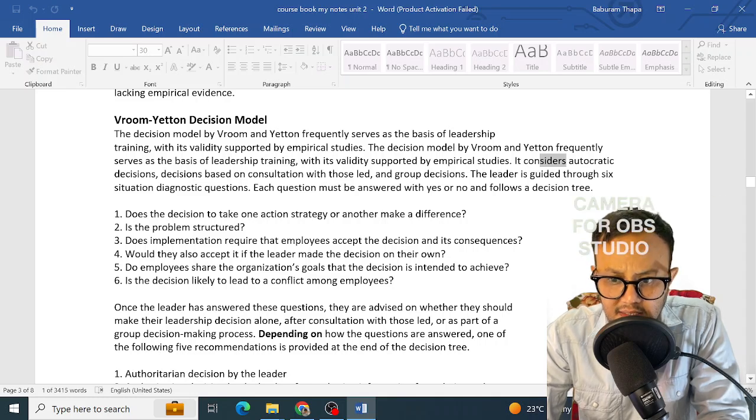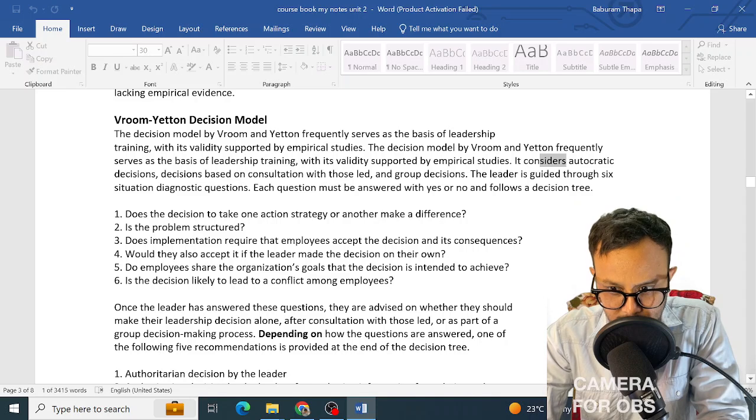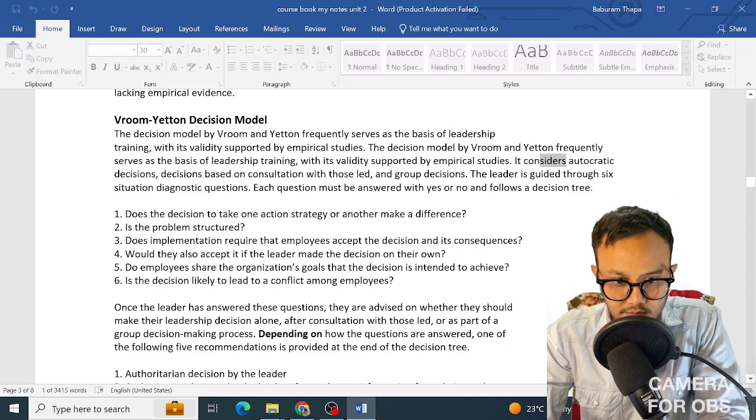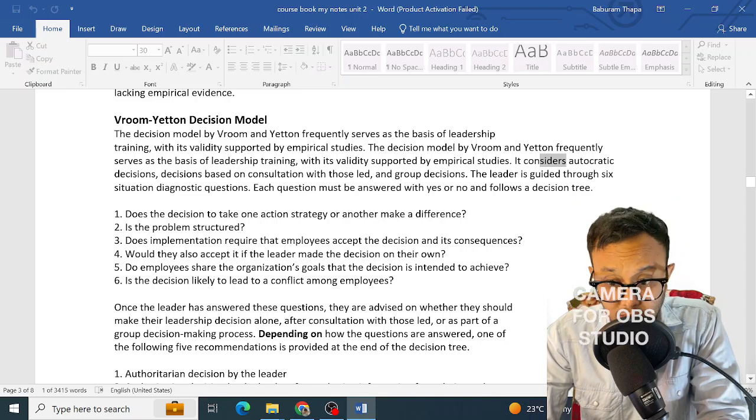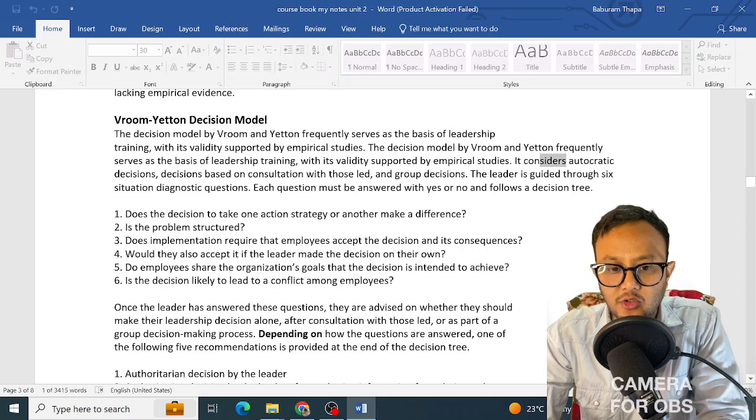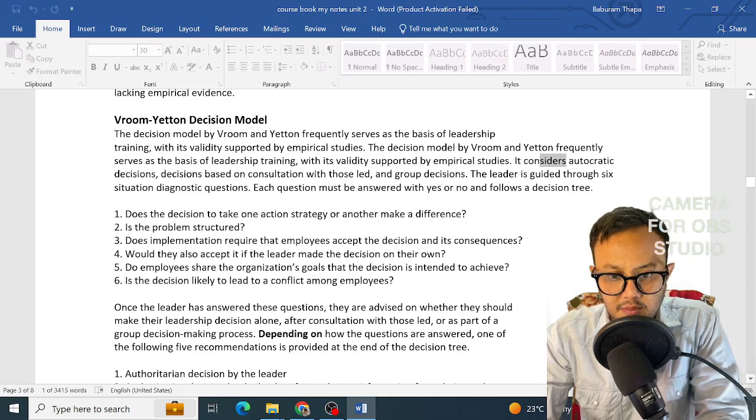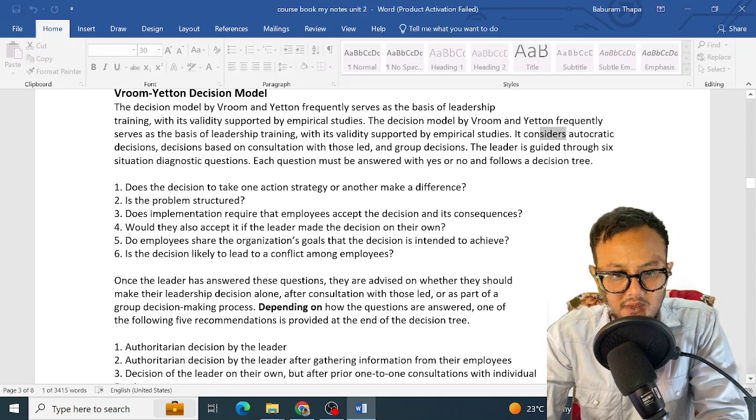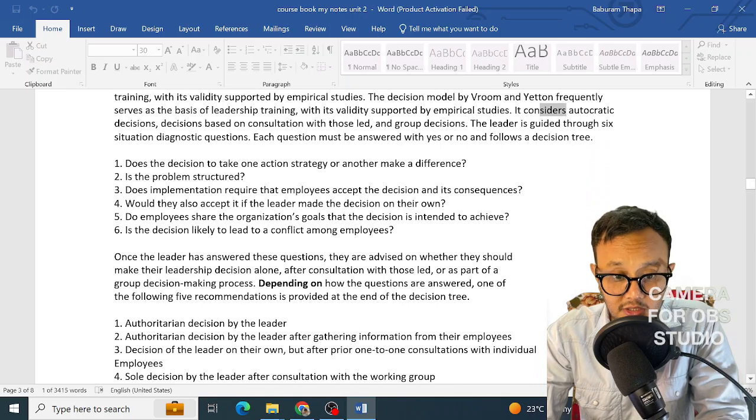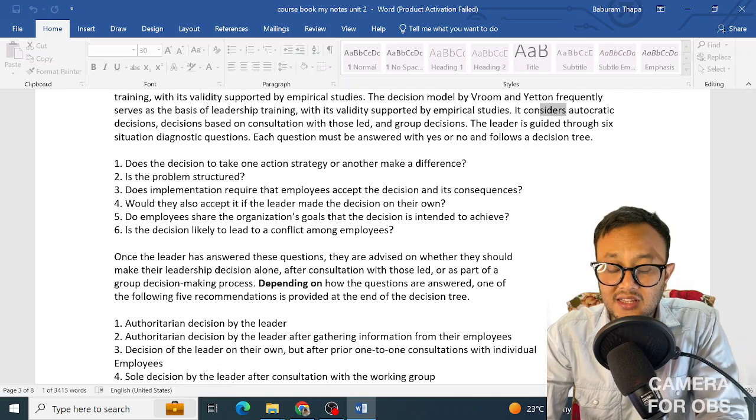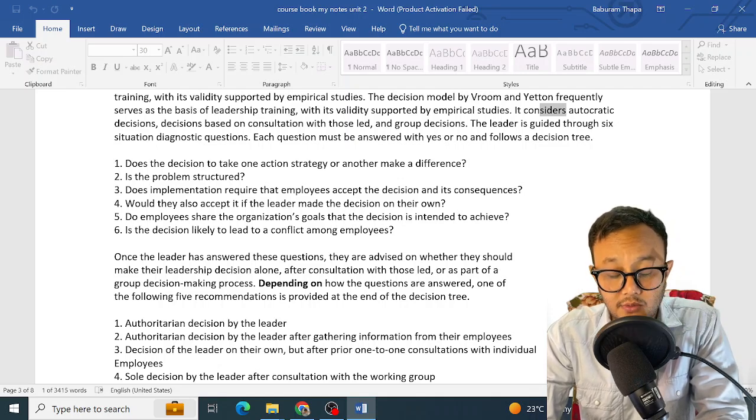The leader is guided through six situational diagnostic questions. Each question must be answered with yes or no and follows a decision tree. So what are those six questions which guide the leader?